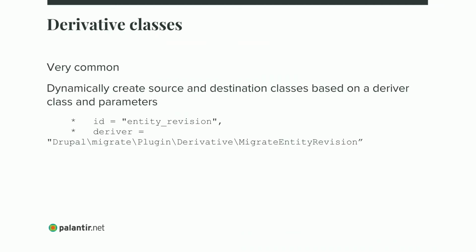One thing that's important to be aware of is derivative classes. They're very common, particularly because entities and entity revisions, like nodes, use this deriver class.